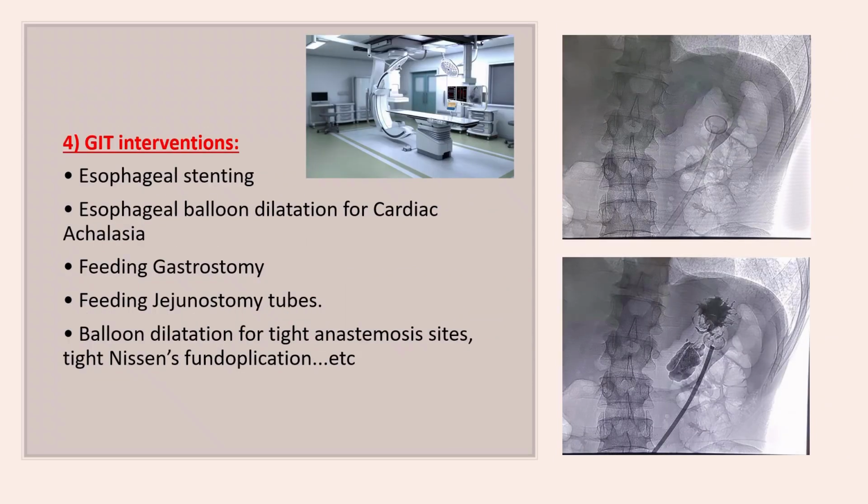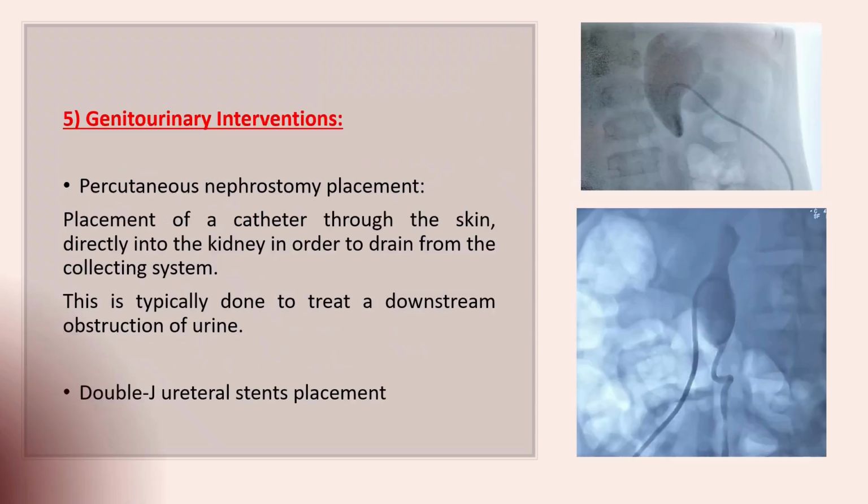Also, we've got the GIT interventions like esophageal stenting, esophageal balloon dilatation, feeding gastrostomy, like in these images, feeding jejunostomy, and balloon dilatation for any sites of tight stenosis within the GI tract. For the genitourinary interventions, the most common is the percutaneous nephrostomy placement, like in this case. It is usually done under combined ultrasound and fluoroscopic guidance to drain the urine outside. Also, we've got the double J ureteral stent placement in cases of ureteral stenosis.